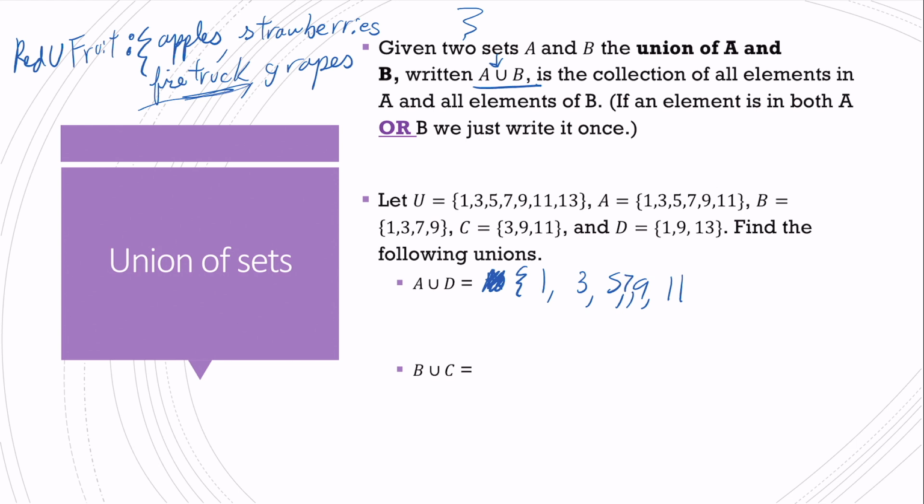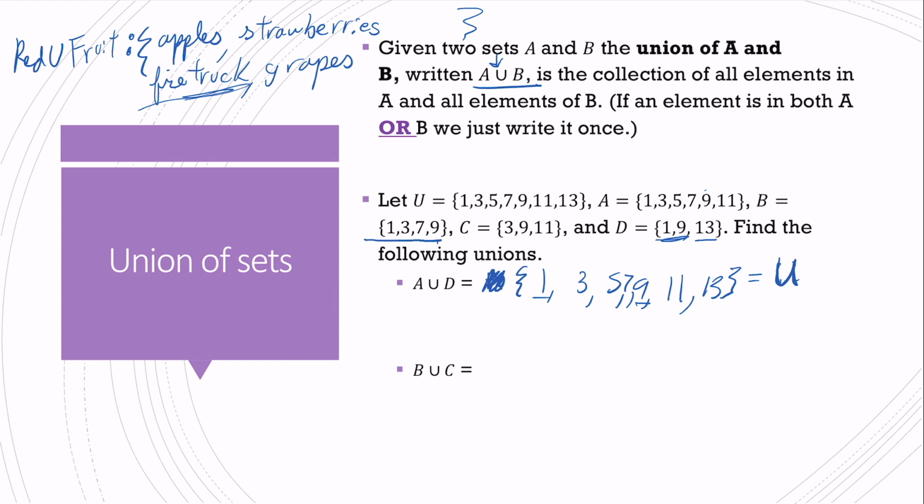Throw it in there. And then in D, I have 1 and 9. Well, those are already written down, so I don't need to write them down again. And 13, right? And when I take A union D, I get the entire universal set. So I could write a U for our universal set, or I could just list all the elements.